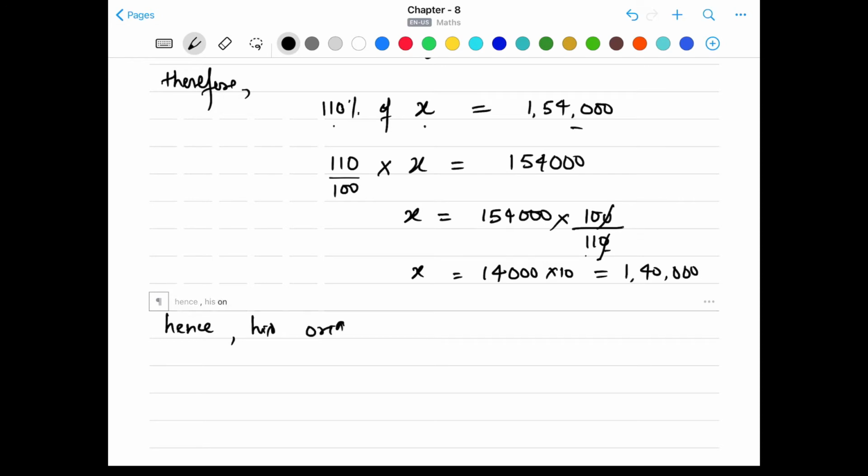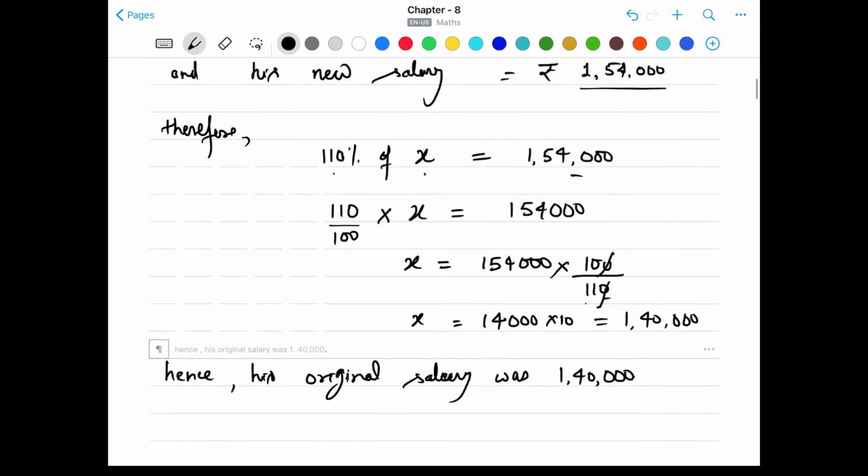his original salary was 1,40,000. Okay, which is the value of x.